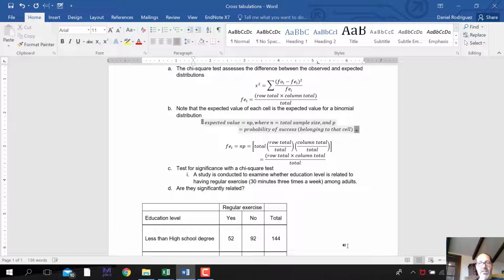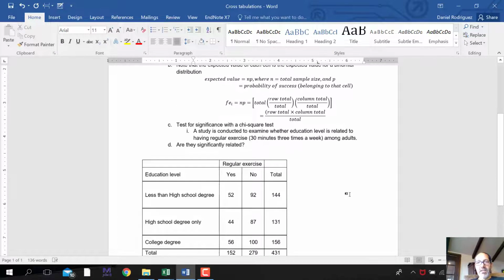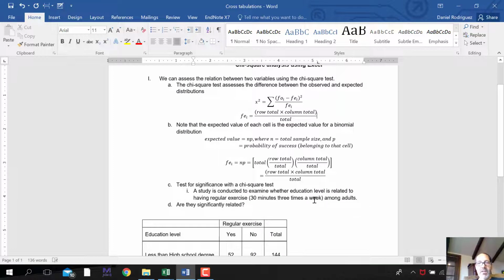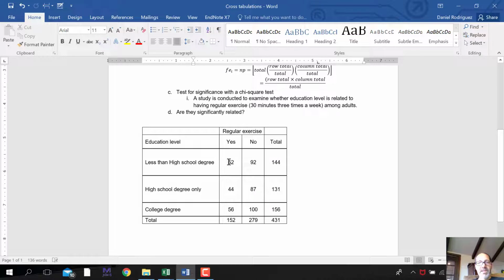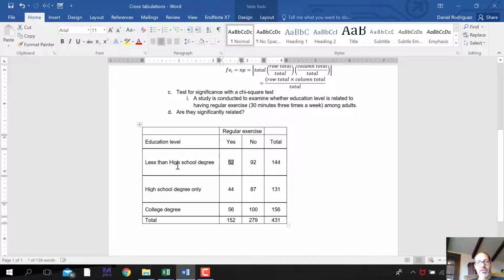The expected value for a binomial distribution is n times p, where n is the total sample size, in this case 431, and p is the probability of being in each one of these cells. So we derive this equation by just using n times p. Here n is the total, and the probability of being in each one of these is a joint probability. For instance, the probability of being in this specific cell, you have to be less than high school degree, so 144 divided by 431, and this is the universal notation for multiplication in probabilities.